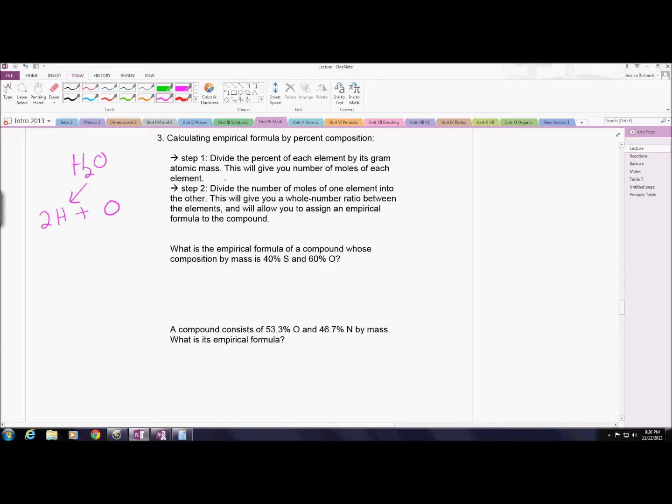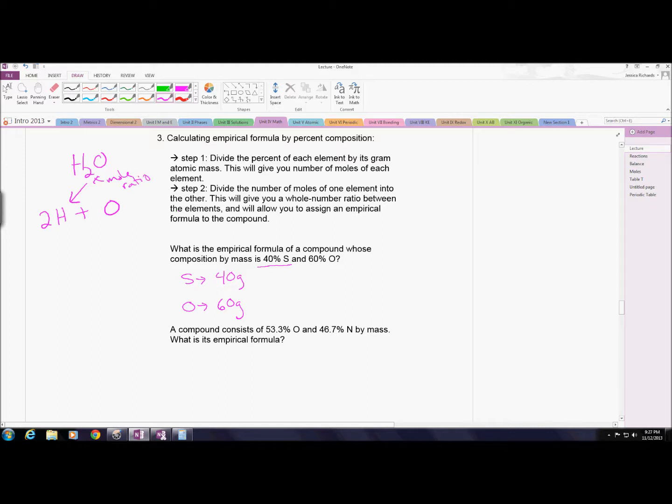So we can take masses and do our percent composition, and what you're going to do is pretend you have 100 grams. So if I know that a compound is 40% sulfur by mass, if I had 100 grams of my compound, I would have 40 grams of sulfur. And if the other 60% is oxygen by mass, if I had 100 grams, I would have 60 grams of oxygen. But we know that the subscripts in here are a mole ratio.